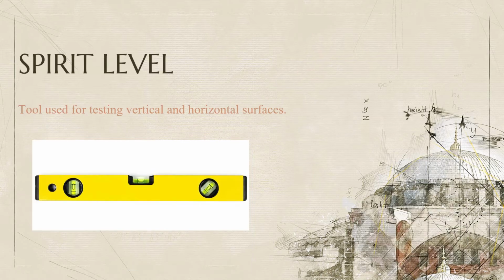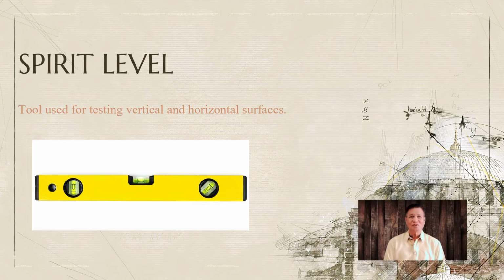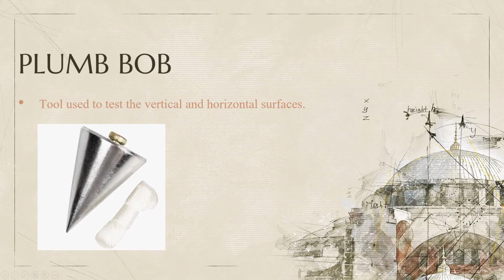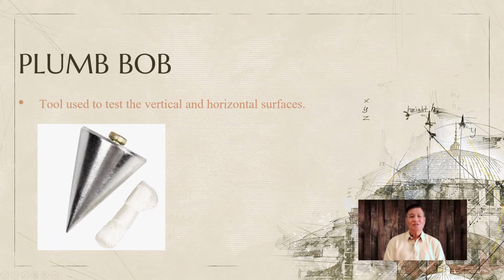The next is the spirit level. This tool is used for testing vertical and horizontal surfaces. Lastly, under the testing tools is the plumb bob. The plumb bob is a tool used to test vertical and horizontal surfaces. Oops, we are not yet done.